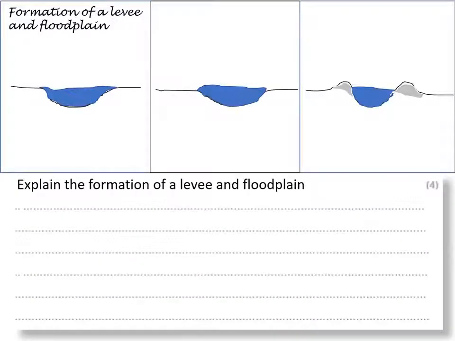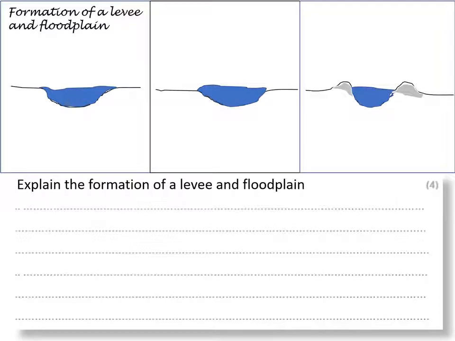Please get your page to look like this. You need 3 boxes, so draw your 3 boxes. They don't need to be that big, and write formation of a levee and floodplain. Now, levee and floodplain are 2 different distinct features, but they're both formed at the same time when a river is in flood. Okay, so the first box we're going to annotate.